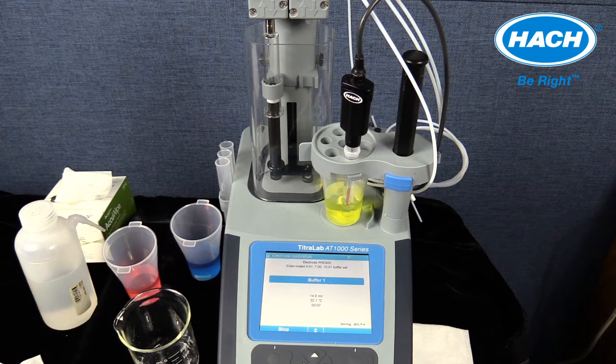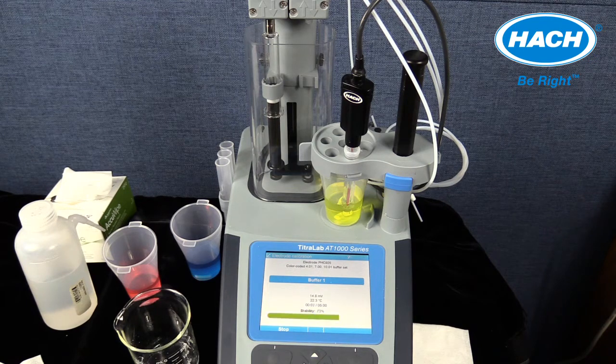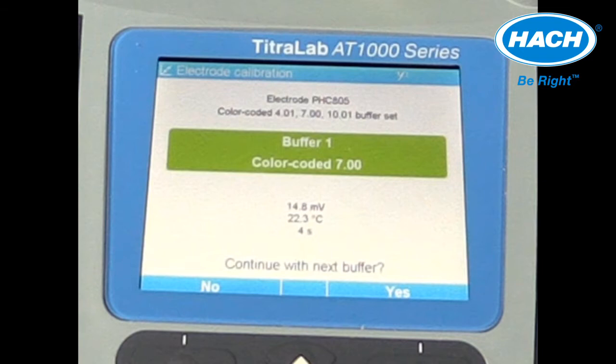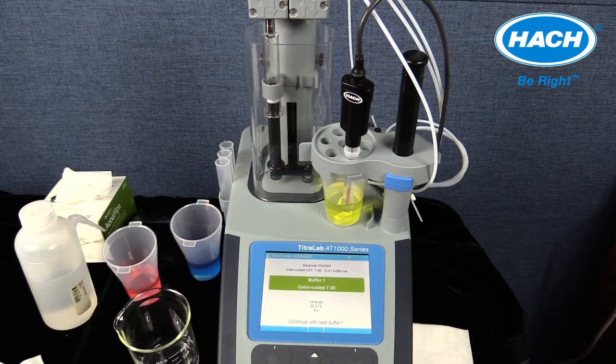The titrator will initiate stirring and will begin to measure the buffer 1 solution. A stabilization bar will be displayed. The solution's pH value, millivolt value, temperature, and analysis time will be displayed as well. The software will then prompt the analysis of the second pH buffer. Start the analysis of the second buffer by selecting Yes in the software.